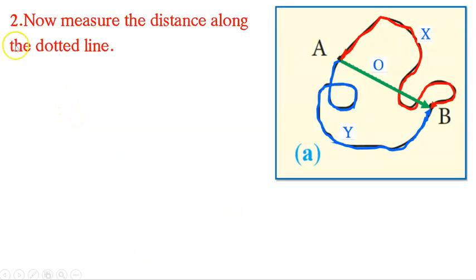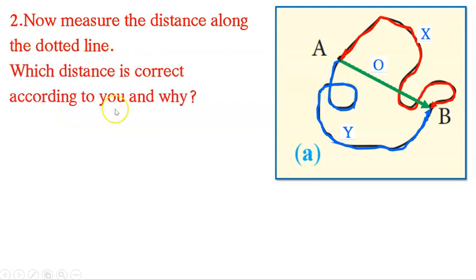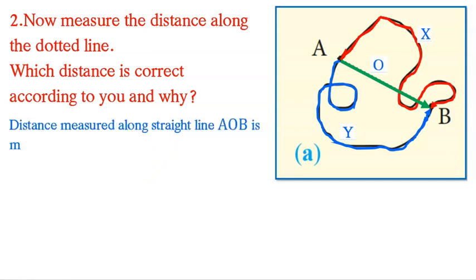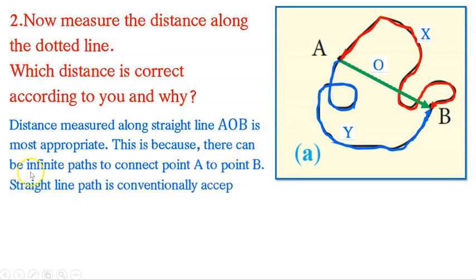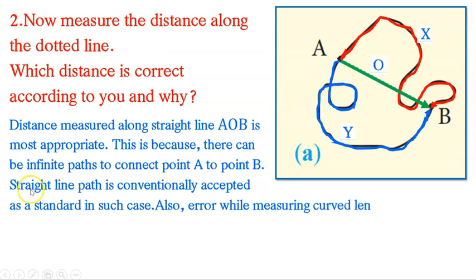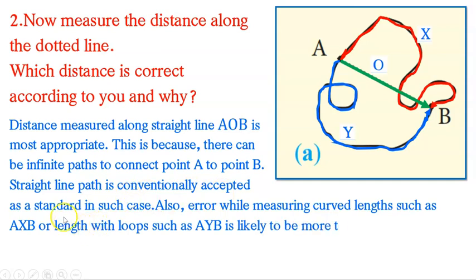Now measure the distance along the dotted line. Which distance is correct according to U and Y? Okay, which distance will be correct? Now the answer is, distance measured along straight line AOB is most appropriate. This is because there can be infinite paths to connect point A to B. Okay, a straight line path is conventionally accepted as a standard in such a case.